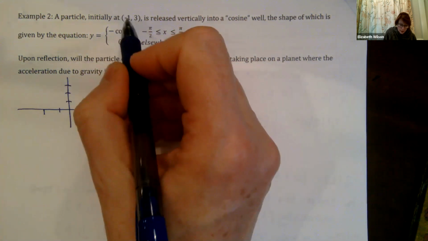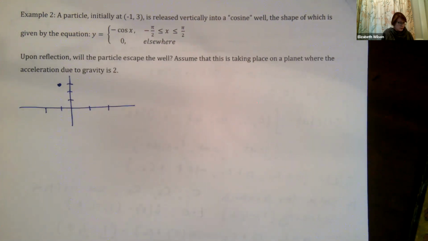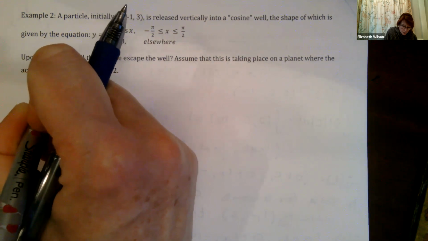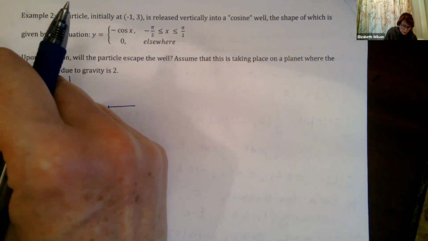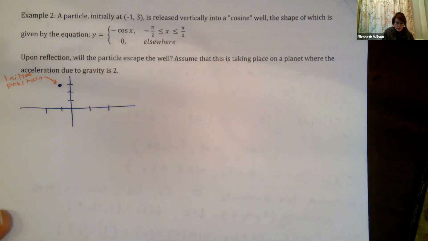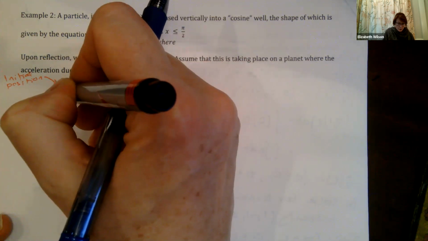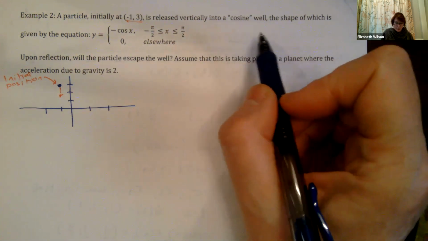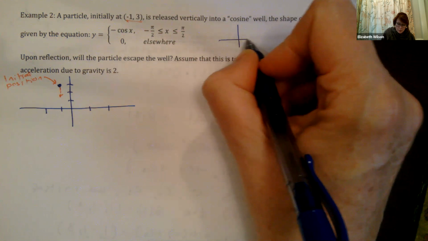So our particle is at -1, +3. So this is our start. Let's write a little note. All right, this is my initial position, right? -1, -3. And it's just dropped. We're dropping it like that, okay? And it's into a cosine well. So our function is minus the cosine of x. Let me just remember my cosine function.